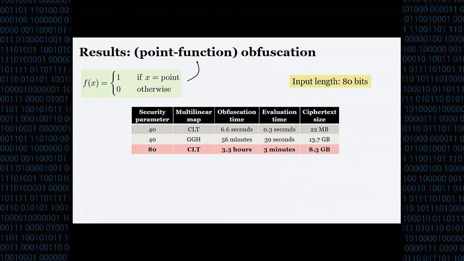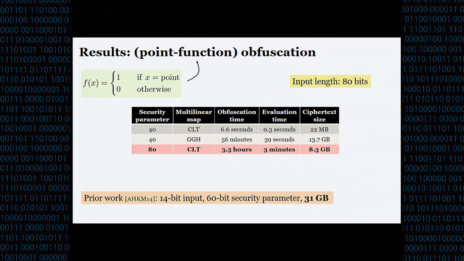And again, looking at this last row, we see for security parameter 80 under the CLT multilinear map, it takes 3.3 hours to obfuscate, 3 minutes to evaluate, and a total ciphertext size of 8.3 gigabytes. Now, this is still very large, but compared to work from 2014, where they showed a 14-bit input, 60-bit security parameter obfuscation of a point function, and that resulted in obfuscation that was 31 gigabytes, we have essentially a 3x improvement over that.